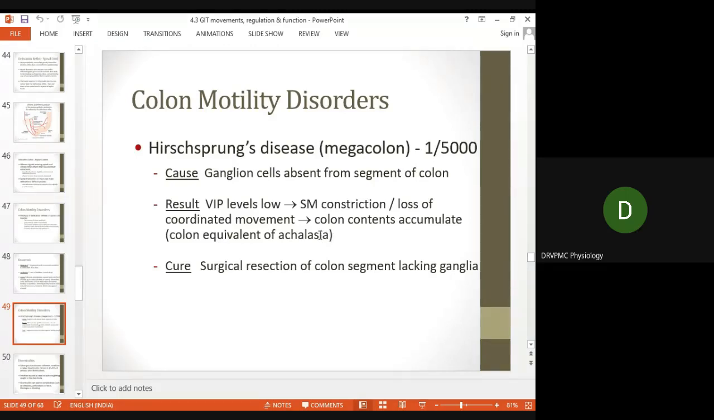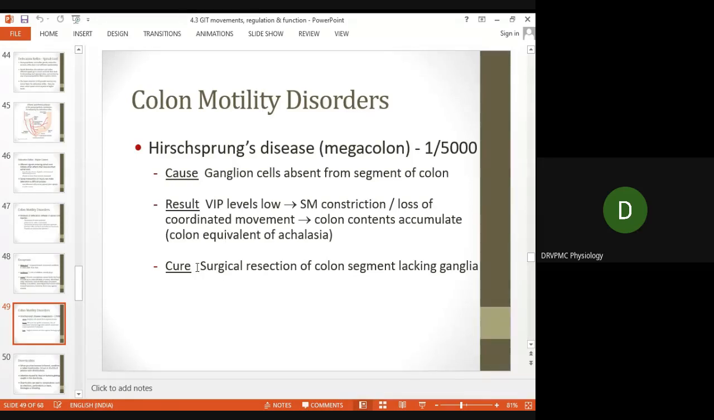Achalasia cardia is the condition which occurs in the lower end of the esophagus. We have discussed that if the lower end of the esophagus fails to dilate, then the food accumulates in the lower end of the esophagus. That is called achalasia cardia. Similarly, here, because of the loss of the ganglion cells in the segment of the colon, the smooth muscle constriction does not occur in the colon, and then the colonic contents accumulate. That is large colon or megacolon.